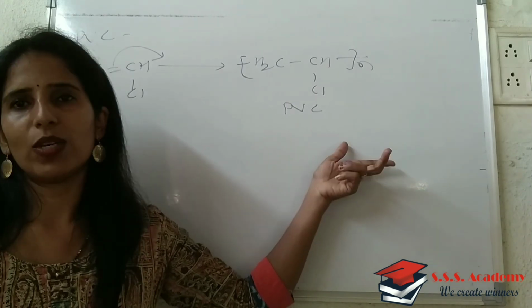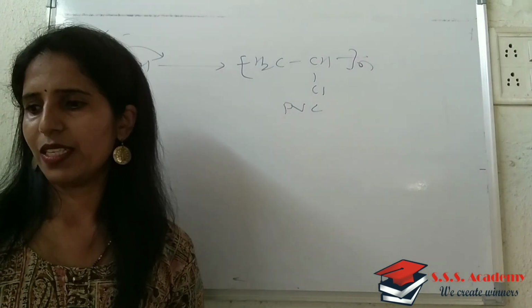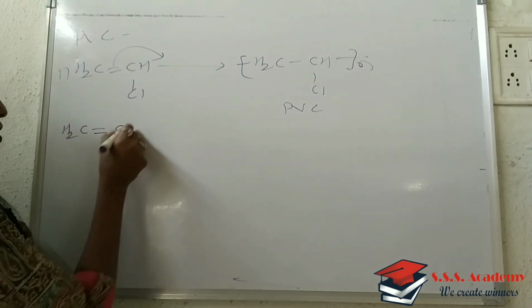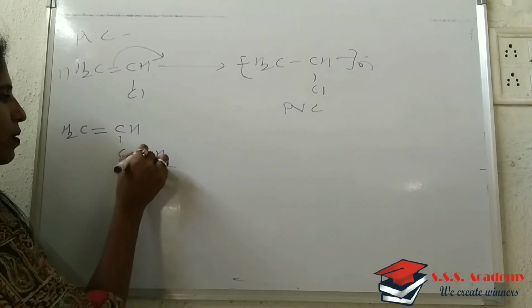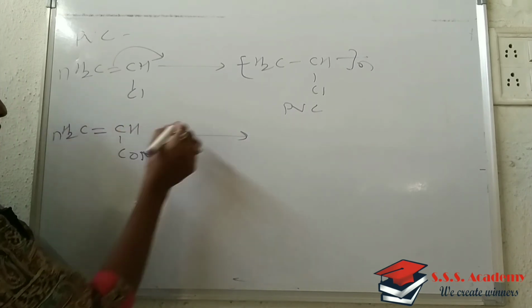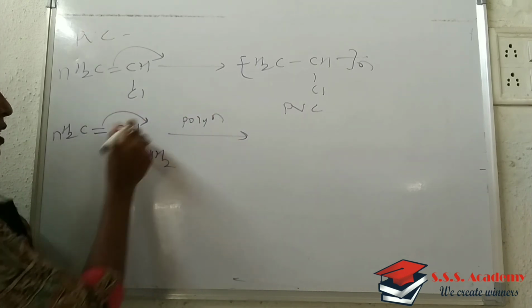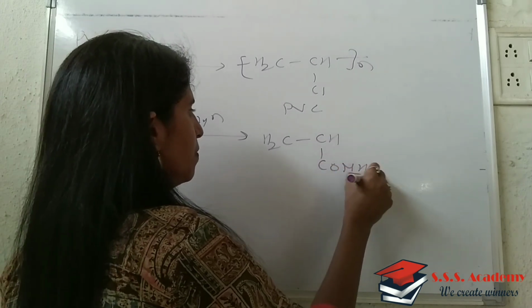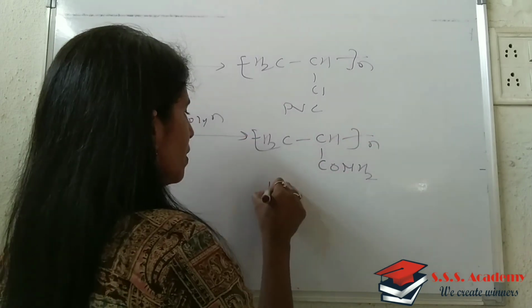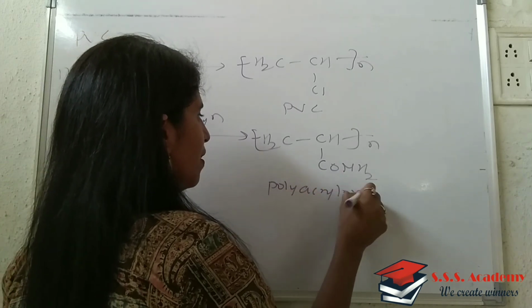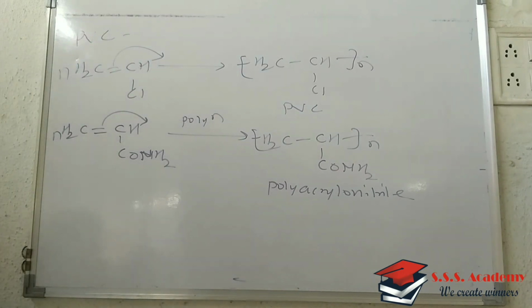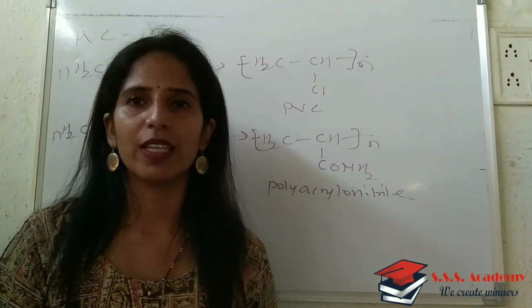Next is polyacrylamide. This is the monomer unit, acrylamide. So it's like this: CH2 double bond CH, CONH2. Again it undergoes polymerization, and what will happen? This bond will shift, and therefore the structure for that polymer is this. This is polyacrylamide. Polyacrylamide gel is used in electrophoresis.